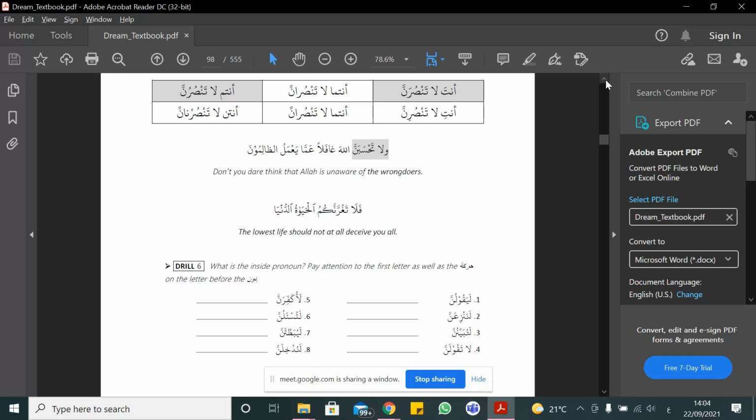If you say la tabayyan, it's not negation here. It's not lam alif. It is just the la of emphasis. It's not the la of negation. It's la of emphasis. Okay.